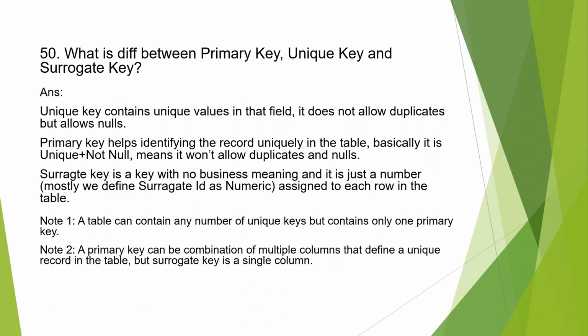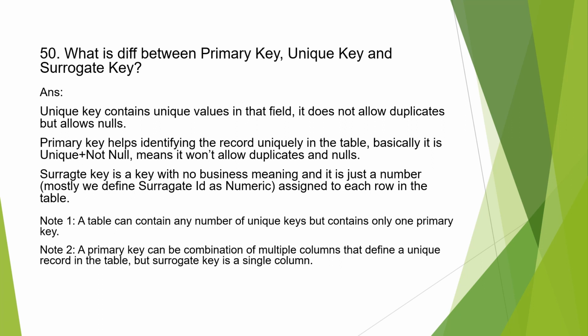But when it comes to the primary key, it helps identify the record uniquely in the table. Basically, it is unique plus not null. It will have all unique values and it won't allow any nulls. A surrogate key is a key with no business meaning. For a unique key or primary key, you will have some meaning for that column, but for a surrogate key there is no meaning, and it's just a generated number. Mostly we define surrogate keys as numeric only, assigned to each row in the table, and we use them to identify the record uniquely in the table.